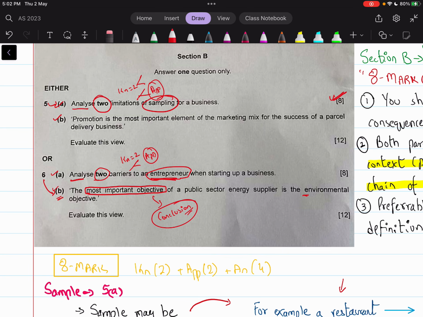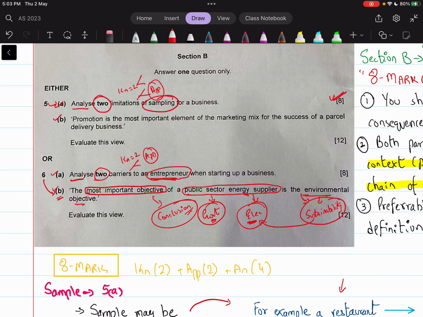So the most important objective of a public sector energy supplier. Public sector means that it falls under the responsibility of state ownership, or in other words, the government. And an energy supplier would mean a firm providing you with electricity. It is the environmental objective. Environmental objective would involve sustainability. So now think, before attempting this question, how can we incorporate sustainability when it comes to supplying electricity? Such as using, for example, renewable methods. Now think of the impact. Why do you think it's important for a government-based energy supplier to focus on sustainability when it comes to providing electricity?